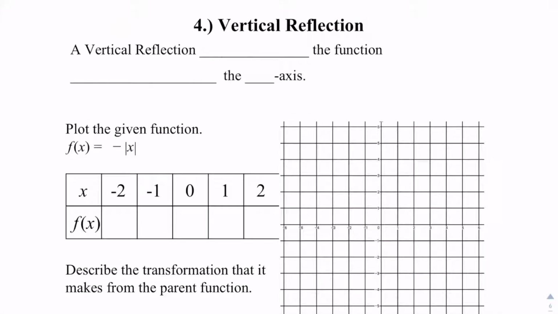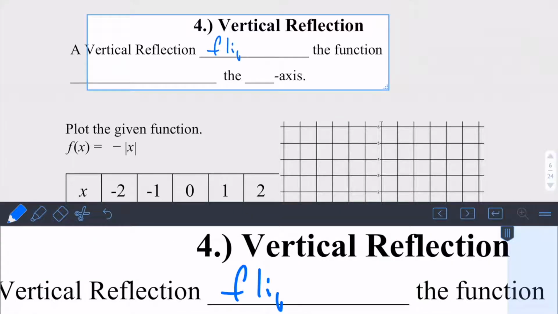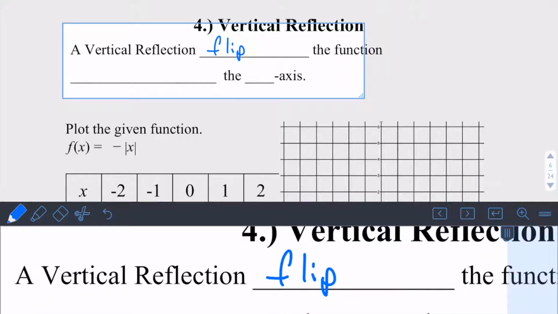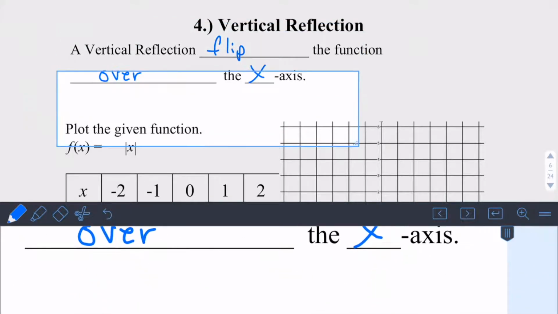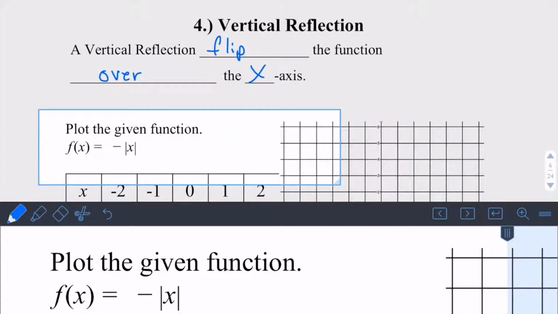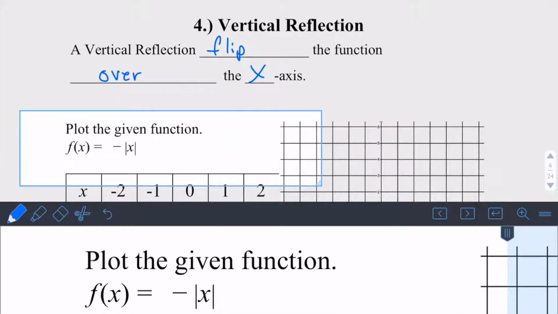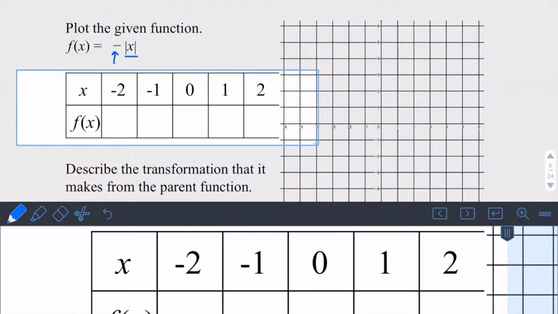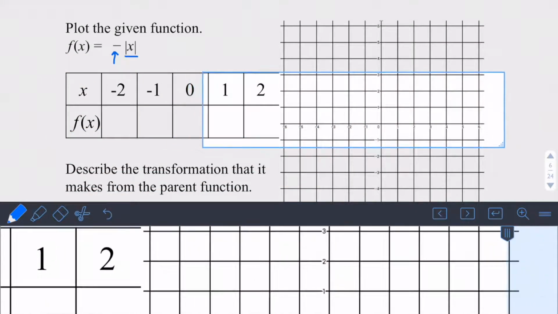It's a vertical reflection. So a vertical reflection flips the function over the x-axis. So what does that mean? Well, let's come down here and explore a little bit with this function. And the thing that notes that we have a vertical reflection is having a negative in front of the absolute value expression.